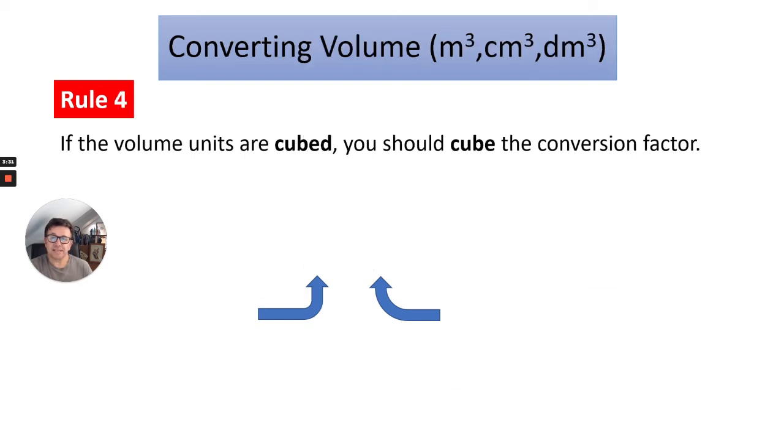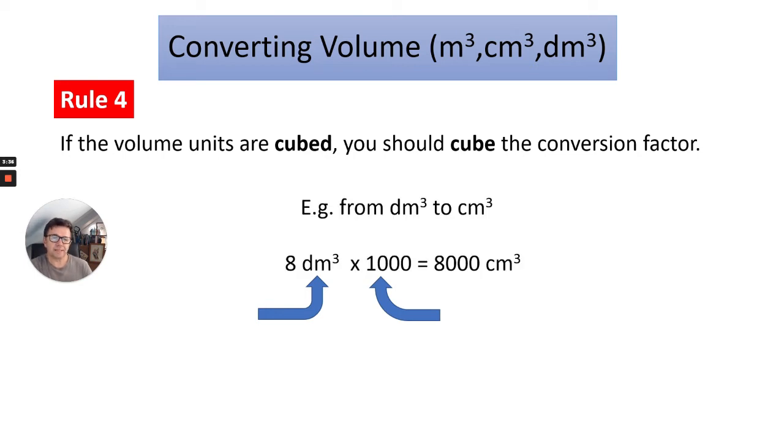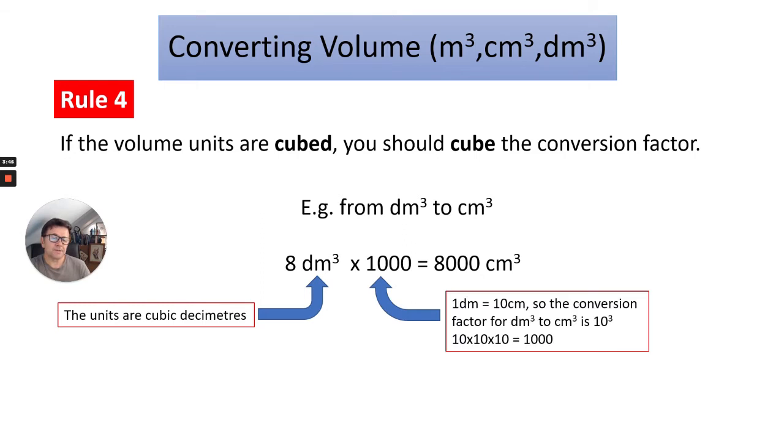And then conversely, if the volume units are cubed, you should cube the conversion factor. So we've got decimeters cubed to centimeters cubed, so the units are cubic decimeters, and 1 decimeter equals 10 centimeters, so the conversion factor from dm cubed to centimeters cubed is 10 cubed, so it's 10 times 10 times 10, so that's 1,000, so that gives us 8 times 1,000. It's quite a lot to take in there.